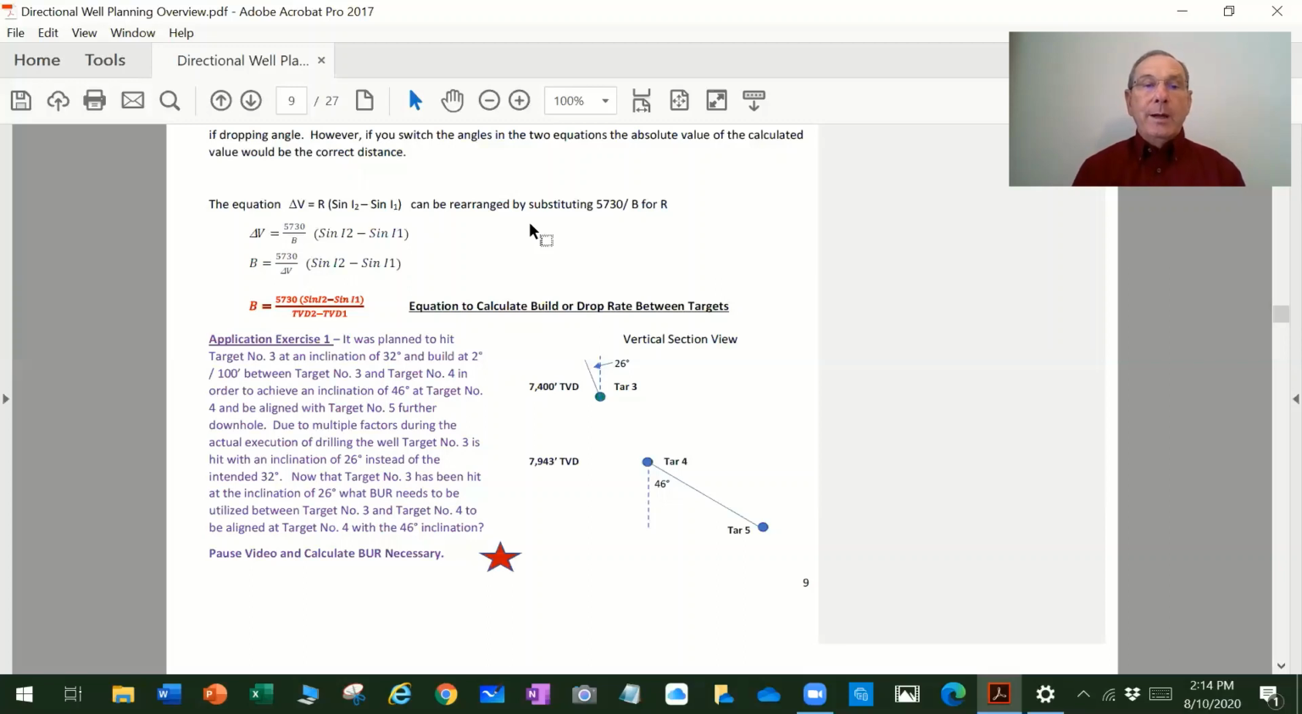Now that target number 3 has been hit at an inclination of 26 degrees, what buildup rate needs to be utilized between target number 3 and target number 4 in order to have 46 degrees at target number 4 when we hit it? I would encourage you to pause the video and take a moment and calculate your buildup rate using this equation.